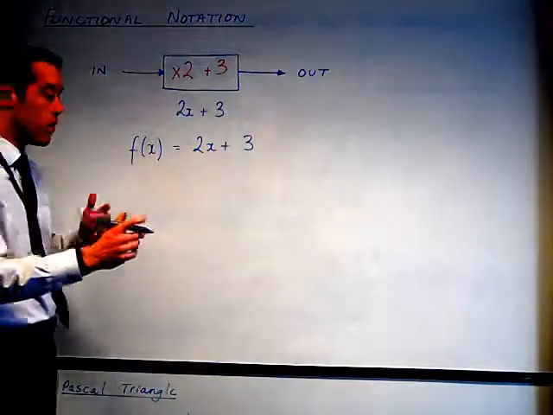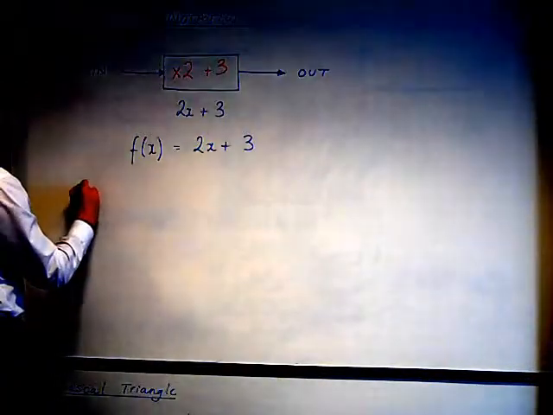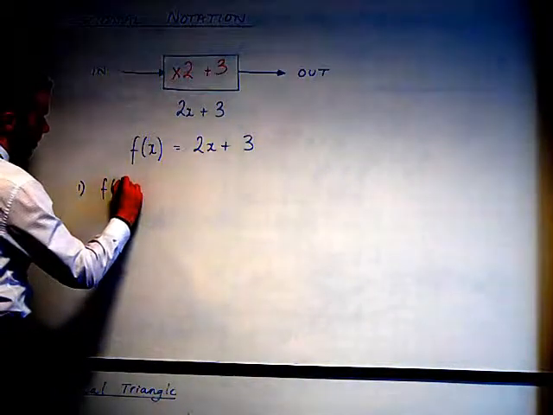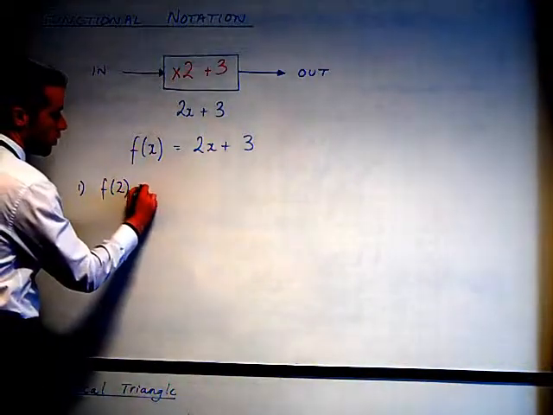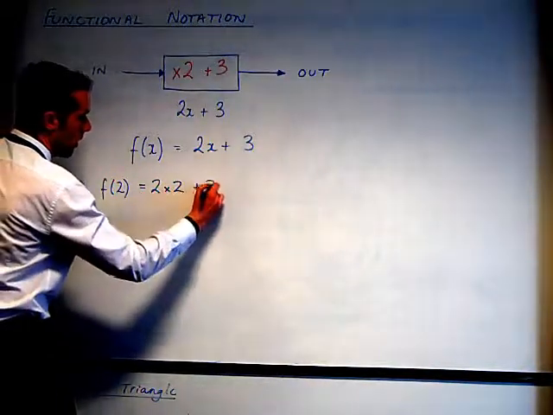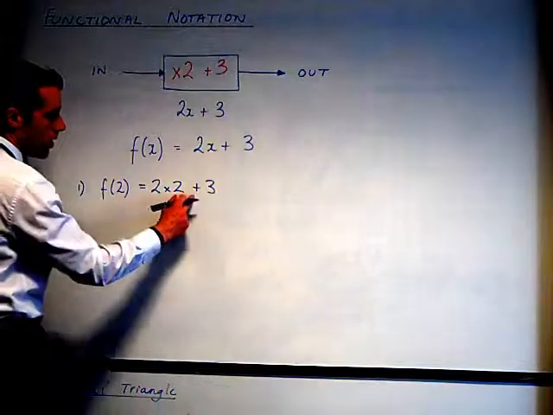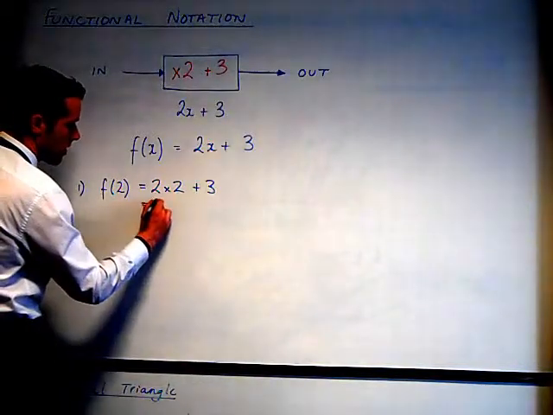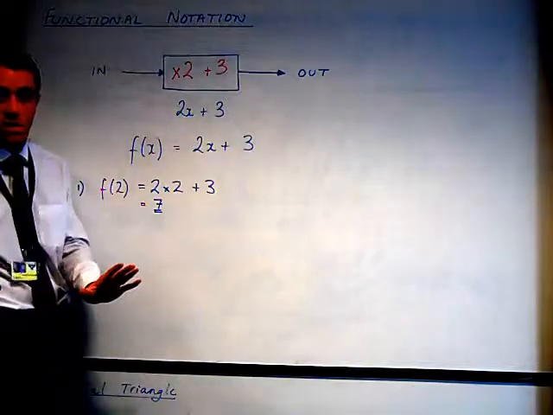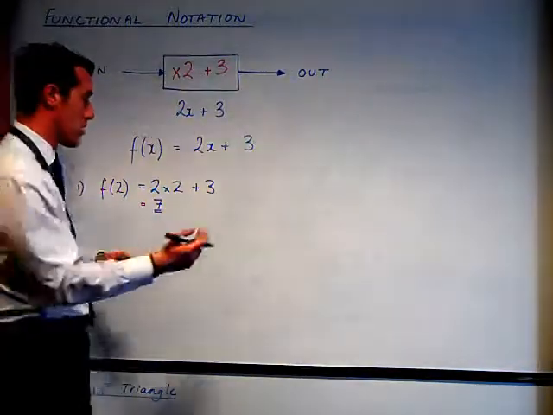So let's say we're trying to evaluate, for our first example, f of 2. So f of 2 is going to equal 2 multiplied by 2 plus 3, and if we work that out, that's 4 plus 3, which gives us 7. So f of 2 is 7, nice and simple. All we're doing really is algebraic substitution.